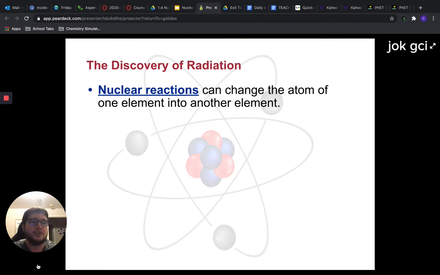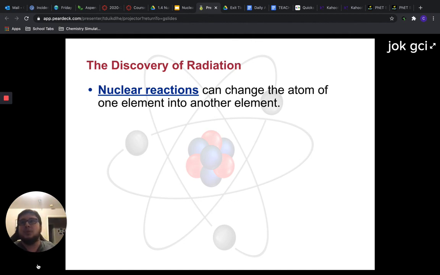So radiation is fairly new to us in terms of the timeline of scientific discovery. We haven't known about radiation or understood radiation for as long as we've understood other things. So it's still fairly new. Basically, what it boils down to is nuclear reactions can change the atom of one element into another element.